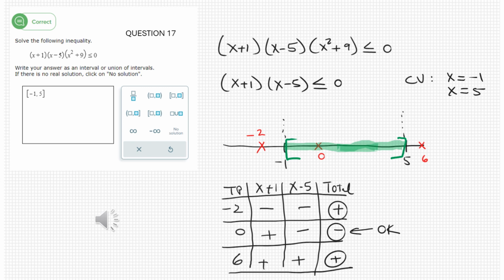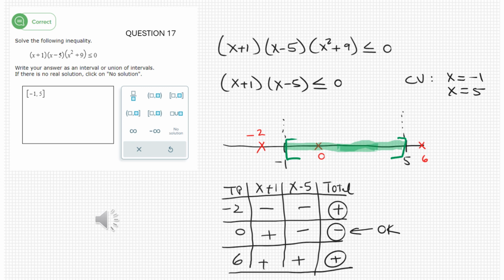This is also a polynomial inequality, already factored out. However, this is different because we have one factor that is an irreducible quadratic, x squared plus 9. This factor is always positive, never zero. Therefore, you completely delete it from the inequality. Totally delete it, because it's always positive. Never zero. Never negative, of course.